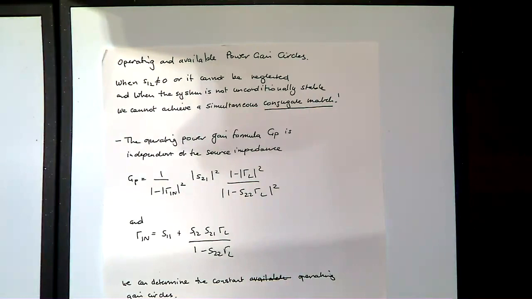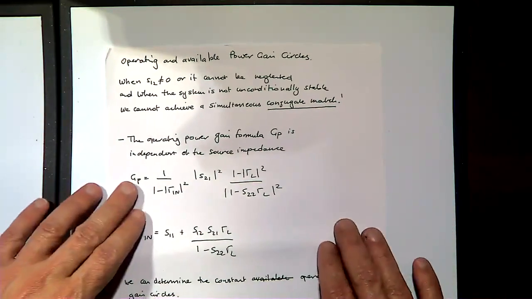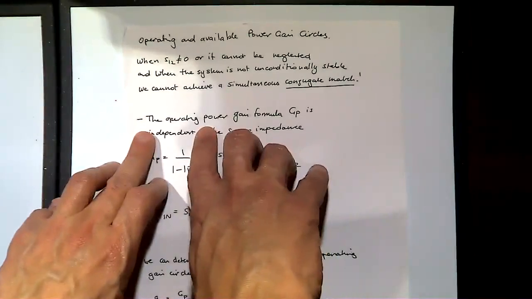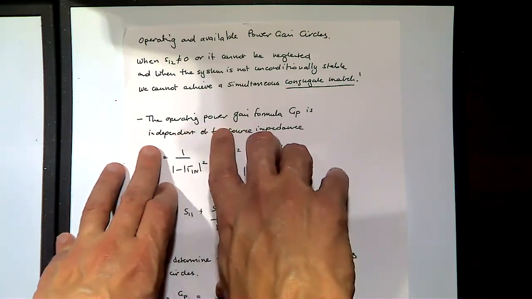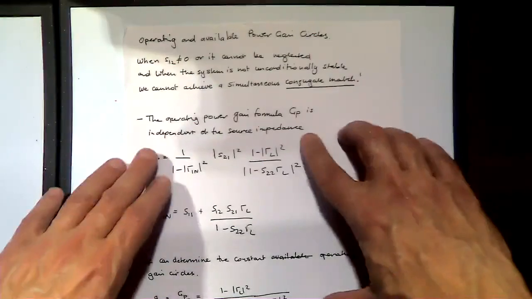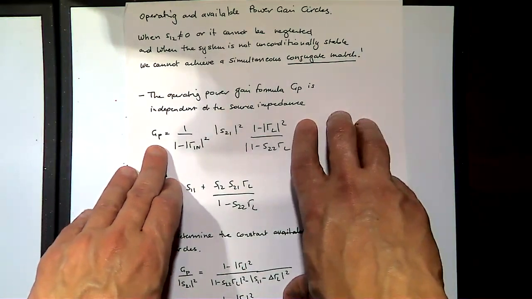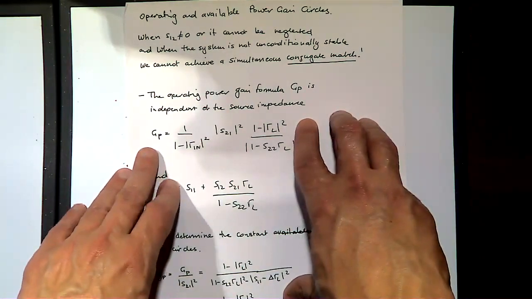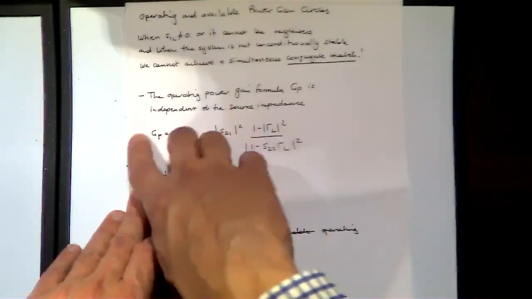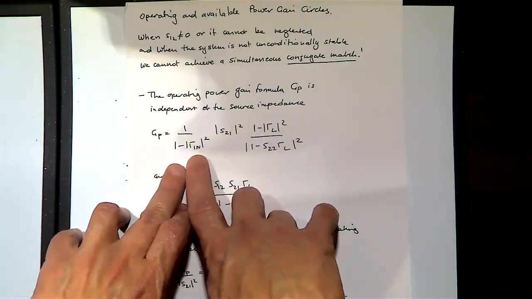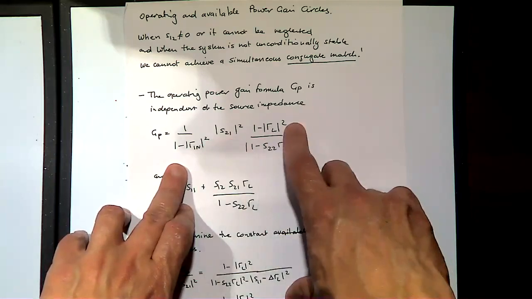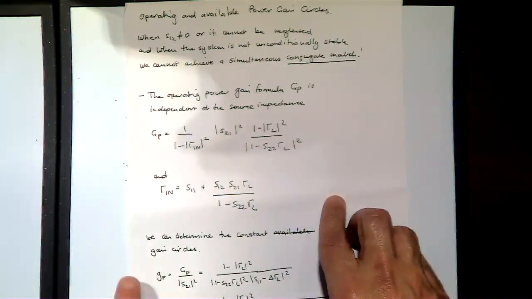So under those circumstances, instead of looking at the maximum transducer gain, we look at the operating power gain. And if you remember, if you go through your formulae, you can work out or remember what your operating power gain is in terms of the input impedance, S21, and the load impedances, right?